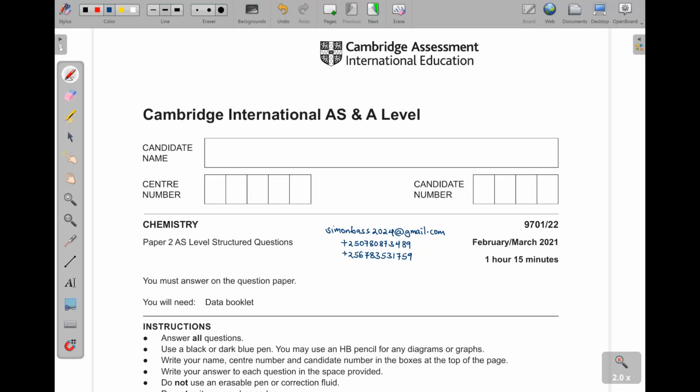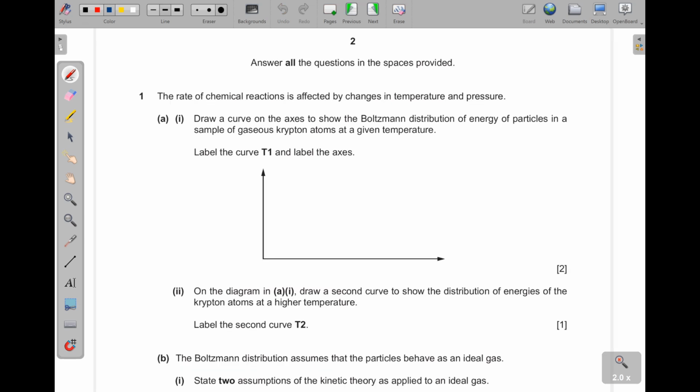This is Teacher Simon taking you through Cambridge International AS and A-Level Chemistry Paper 22 for Feb March 2021. Question 1. The rate of chemical reactions is affected by changes in temperature and pressure. Part A, Roman 1. Draw a curve on the axis to show the Boltzmann's distribution of energy of particles in a sample of gaseous krypton atoms at a given temperature. Label the curve T1 and label the axis.